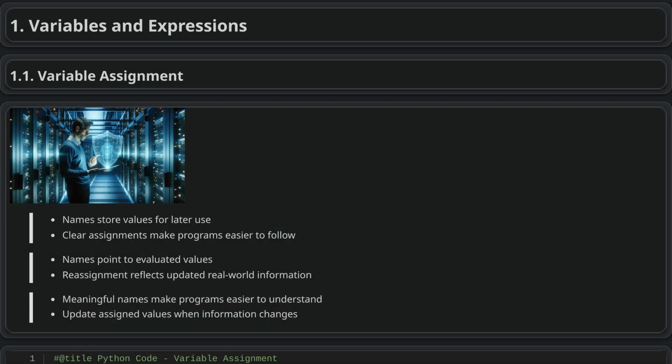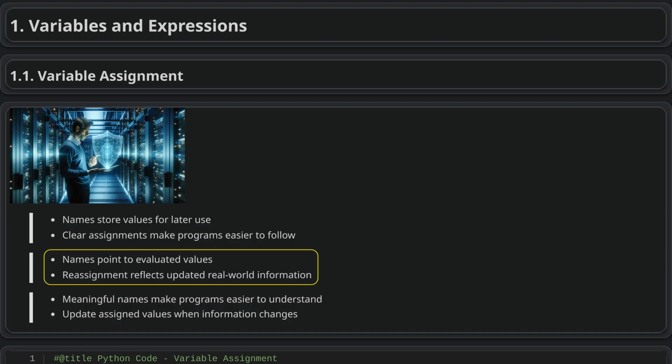Variables and expressions. Variable assignment. In Python, variable assignment gives a name to a value so you can reuse or change it later in a program. This makes it easier to track information, avoid repetition, and keep code readable. It also helps organize calculations and decisions so programs are simpler to understand and modify.